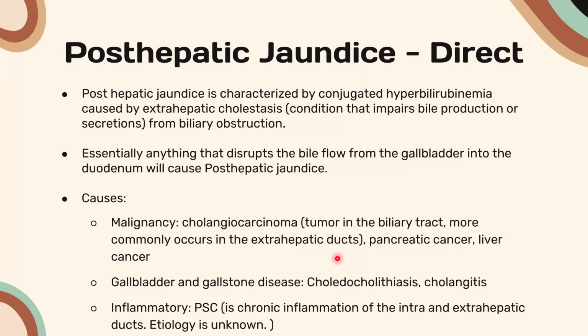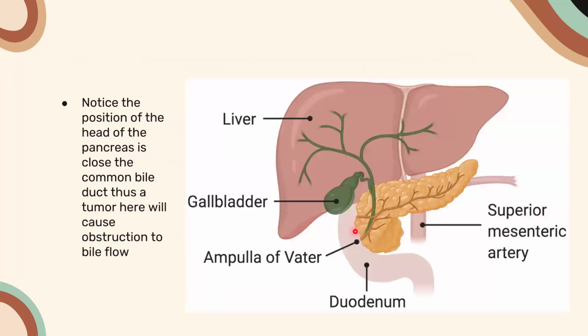And so if that happens, it's going to start accumulating inside the liver, and it's going to cause jaundice because the conjugated bilirubin is going to go into the bloodstream. And it could also happen because of pancreatic cancer. So look here, this is the head of the pancreas. Let's say if you have a tumor in the head of the pancreas, it can obstruct the common bile duct, which prevents the bile from going from the common bile duct into the duodenum.